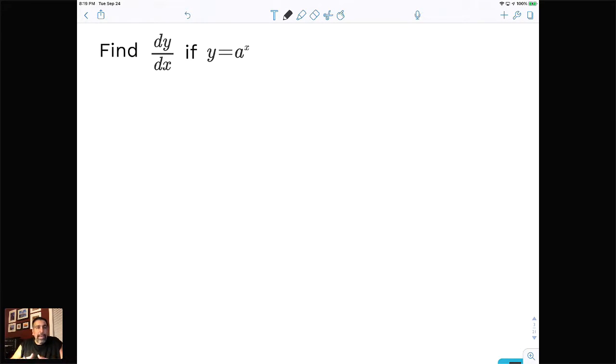So a to the x is one of what I called one-step derivatives from earlier. And I know a lot of students who just say, okay, well, this is the rule. Here we go. The derivative of a to the x is ln of a times a to the x. As long as I memorize that, I'm going to get it right, and I'm just going to do it from memory.